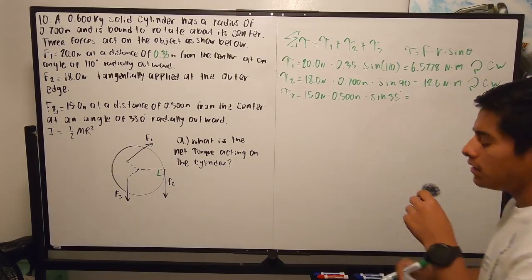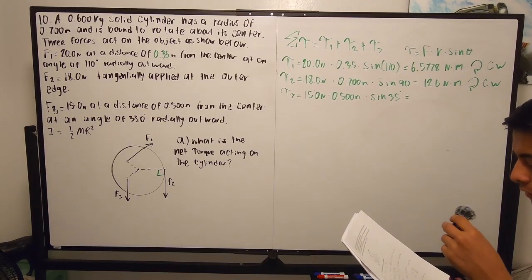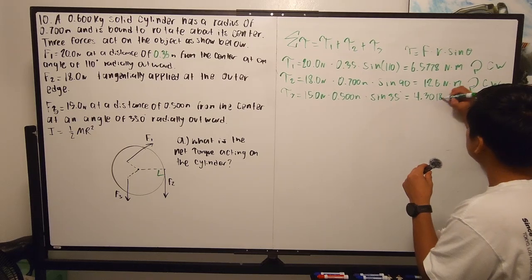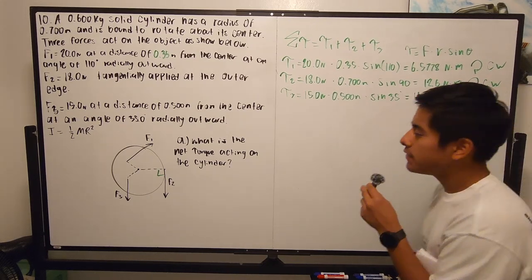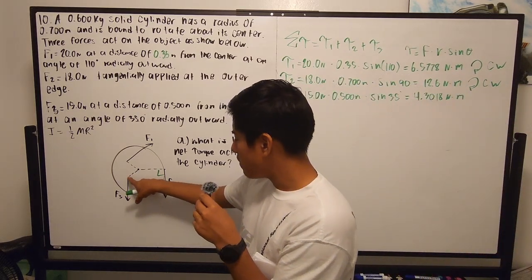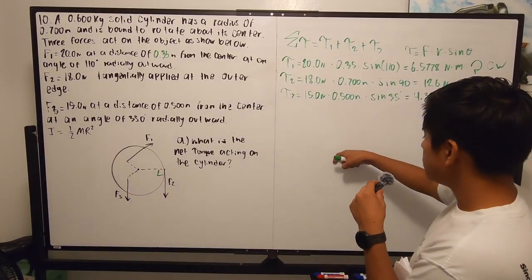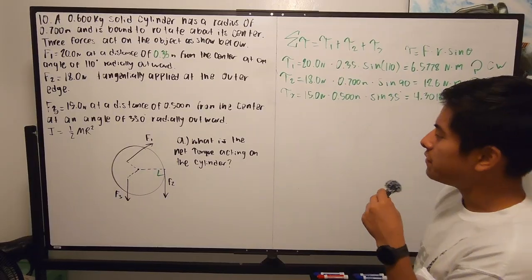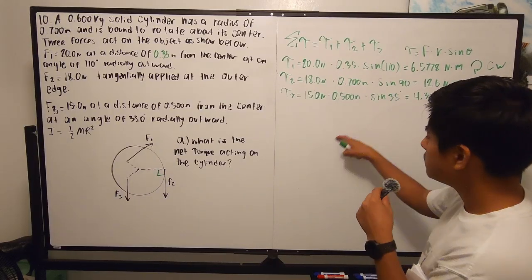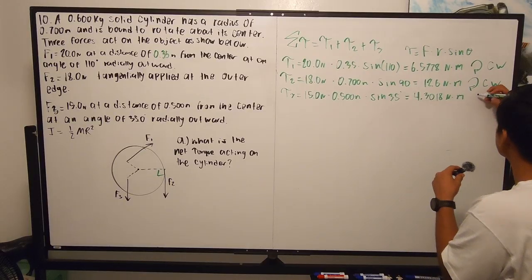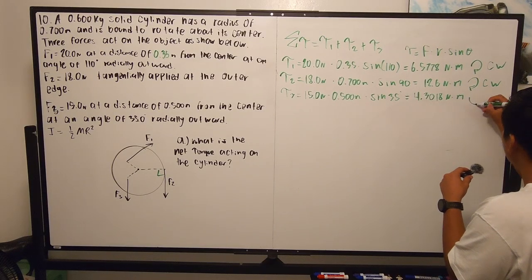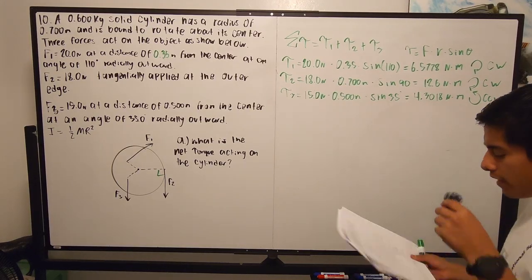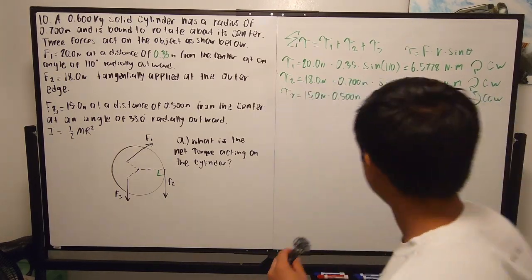And then this is going to be equal to 4.3018 Newton meters. As you can see from this drawing, if I push down right there on a circle, it would make my cylinder start to move like this. So that's counterclockwise.